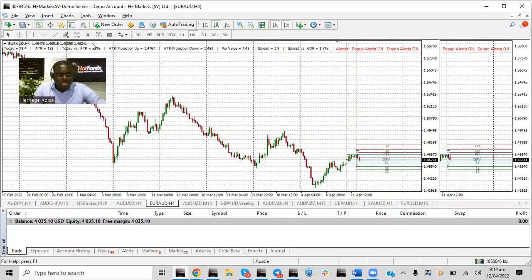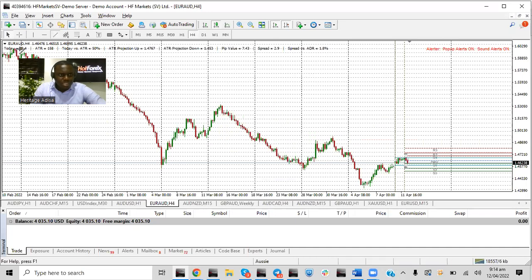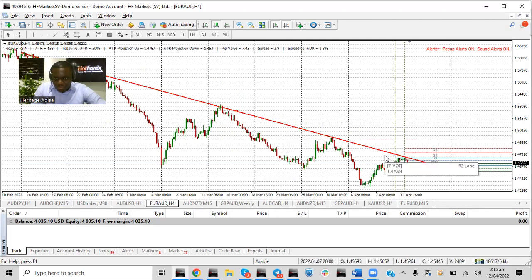Now we talked about this particular pair, I think it was yesterday we mentioned it. So we talked about this overhead trend line resistance level, right? An interesting one there. Where we said that, having this in mind, I really like to see further downside on this particular pair, right? My entry was around 1 point, I think this was 1.47.